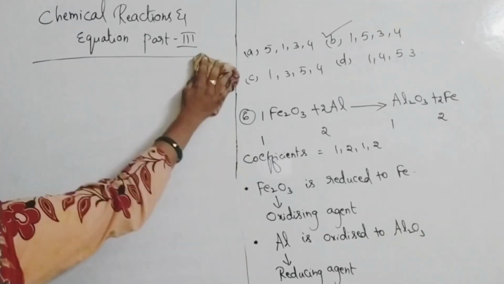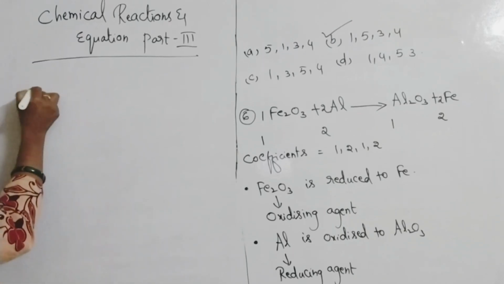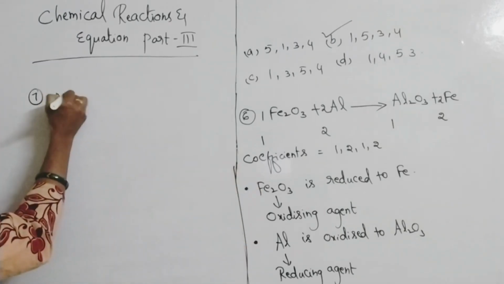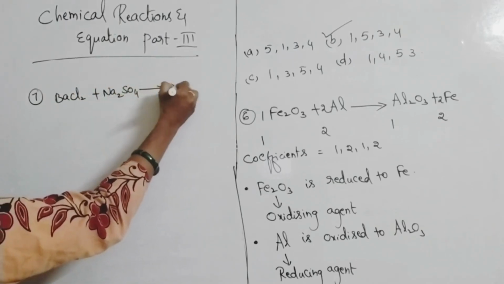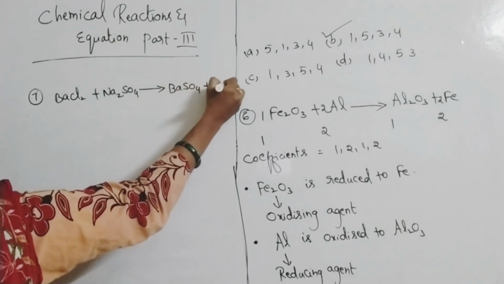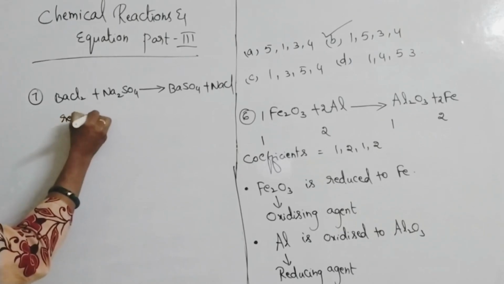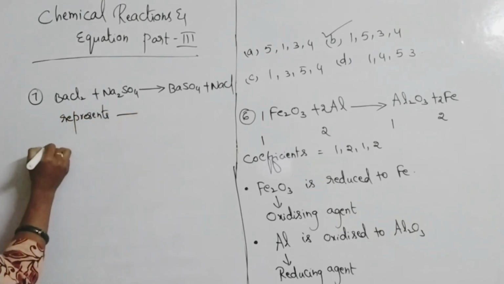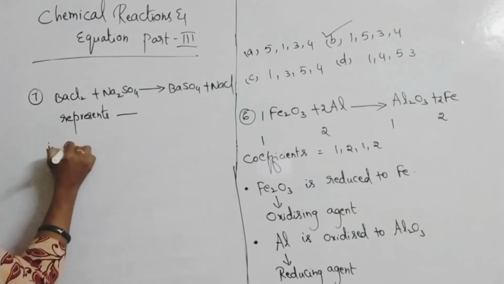Right, now coming to the 7th question. Once look at the 7th question: BaCl2 plus Na2SO4 gives rise to BaSO4 plus NaCl. This is the equation given to you. Now this equation represents a dash type of reaction. The first option given is combination reaction.